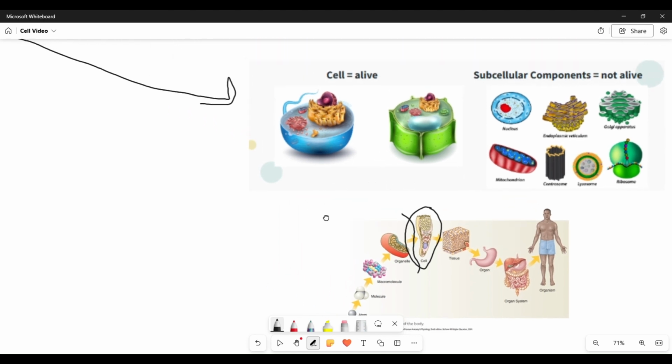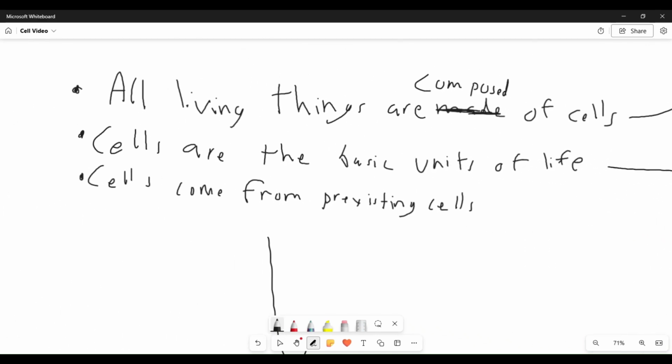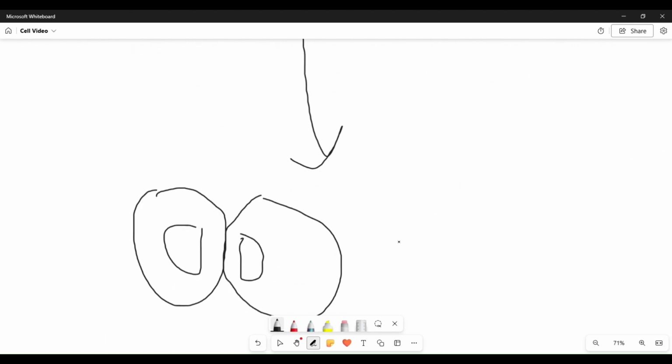Now, all cells come from pre-existing cells. On Earth today, the only way cells can reproduce is from other cells, through things like mitosis, meiosis, fission, etc.